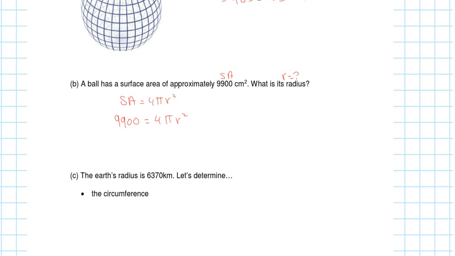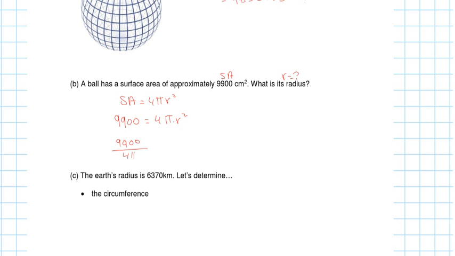What would you like to do now? Divide by 4 pi. That's the first thing you have to do, because you want to isolate for r. To isolate for r, the first thing you get rid of is whatever is multiplied by r. There is a multiplication here. To bring it over, it's going to become division.